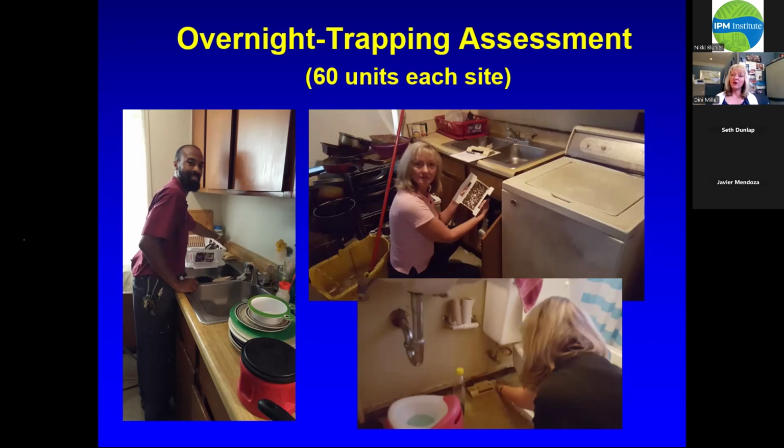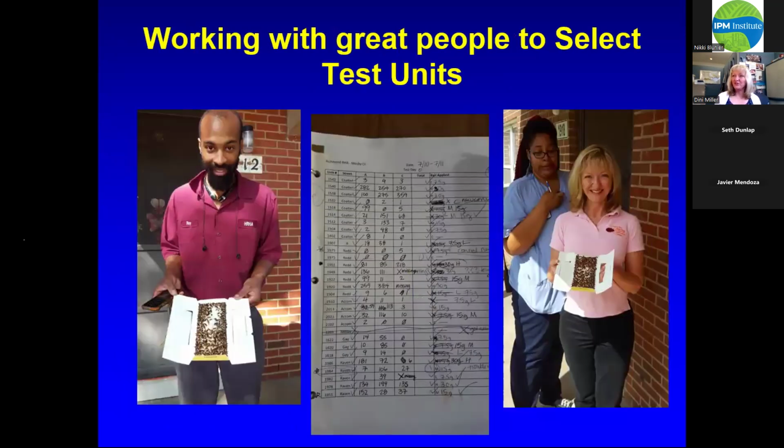But here you can see Ross over on the left-hand side. He's putting A above the sink. I'm pulling a trap out from below the sink, and that's the overnight trap catch. And then I'm also placing a trap behind the toilet. So that's A, B, and C. We worked with some great people out there and kept records of what the trap catch was. So you can see in that middle picture that we had the list of the apartment units and what we caught in trap A, trap B, and trap C.